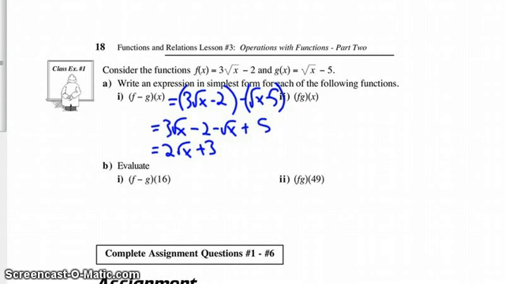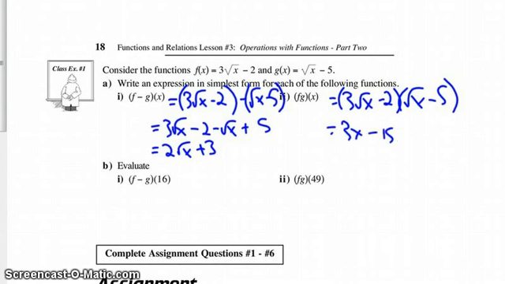When you look at f times g at x, that would be equal to 3 root x minus 2 times root x minus 5. And don't forget that these are binomials, so that's going to be 3x minus 15 root x minus 2 root x and positive 10, which when we collect our like terms is 3x minus 17 root x plus 10.